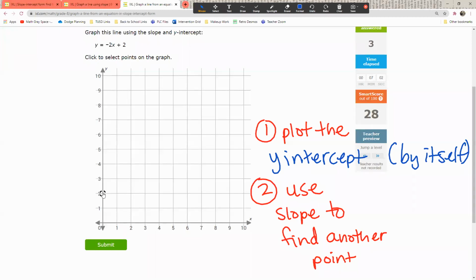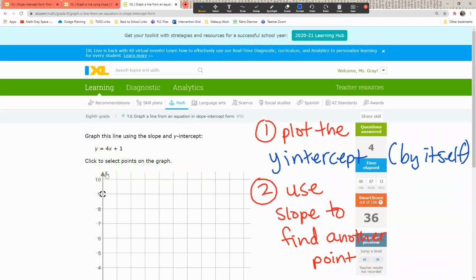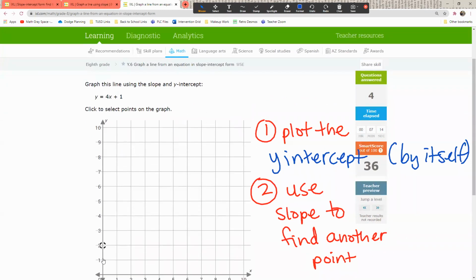This one starts at 2 again. This time it's negative 2. So it's going to be negative 2 over 1. So I'm going to go down 2 and over 1. This one starts at 1. And it's 4, which is 4 over 1. So I'm going to go up 4 over 1.